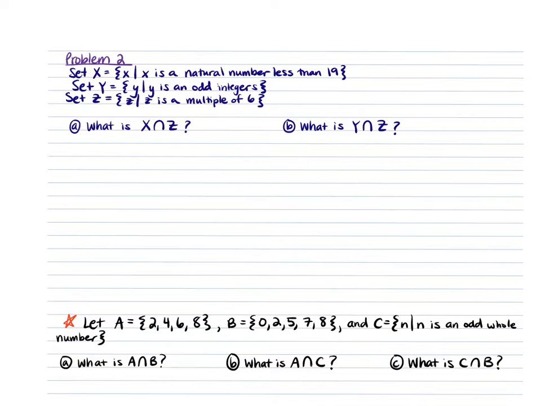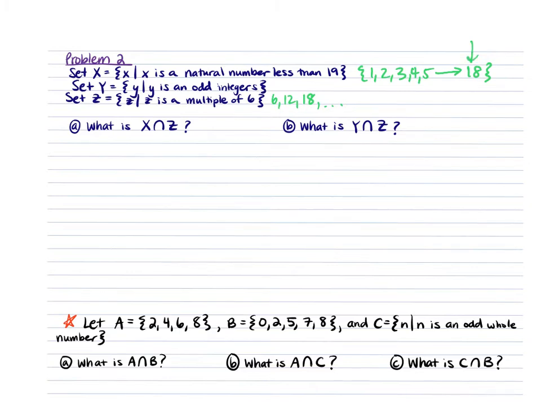I think it makes some sense if we actually list out the sets for this. Natural numbers less than 19. Remember, natural numbers are 1, 2, 3, 4, 5, all the way, and this is going to go less than 19, so not including 19. So this is all integers from 1 to 18. And then multiples of 6 would be 6, 12, 18, and so on, but this one ends at 18.